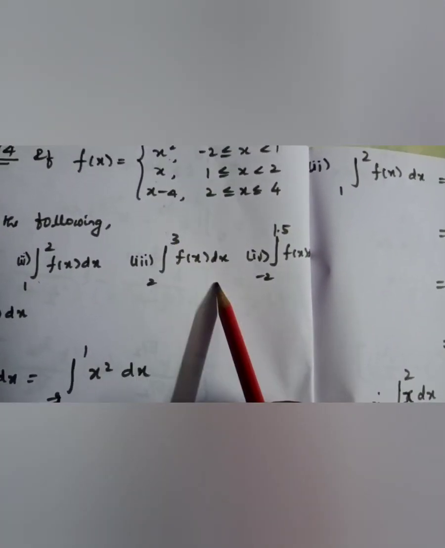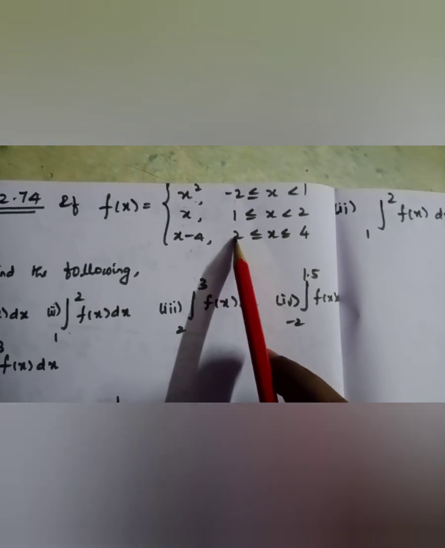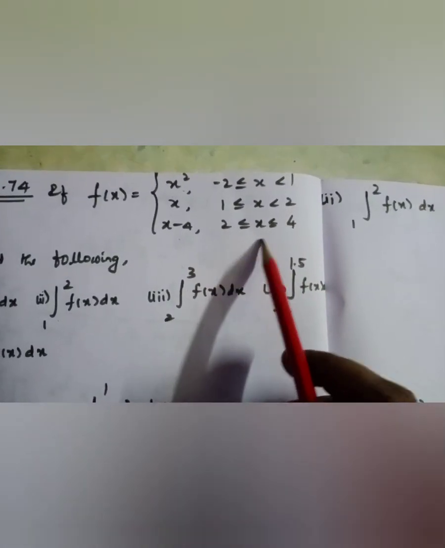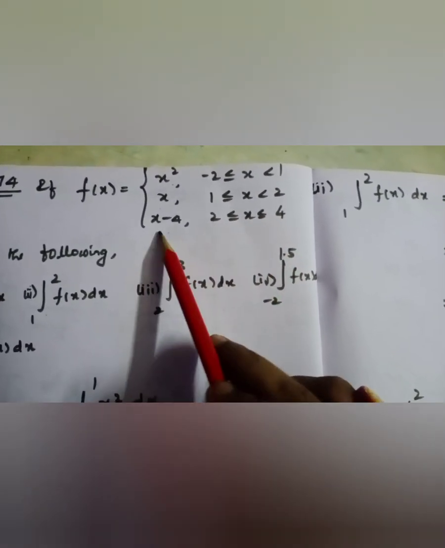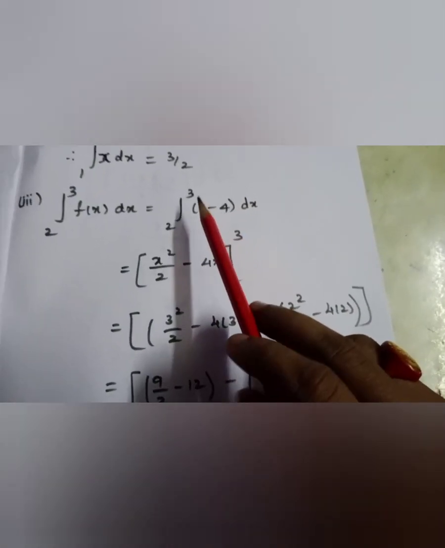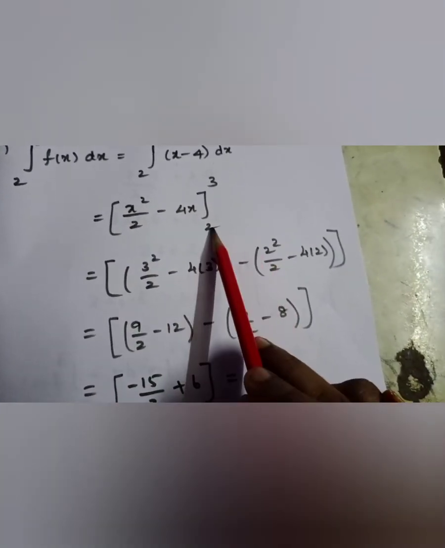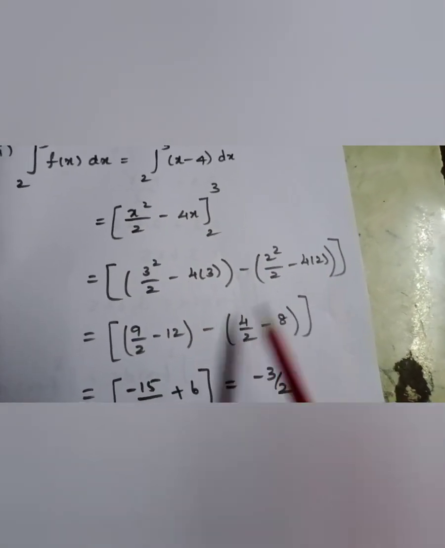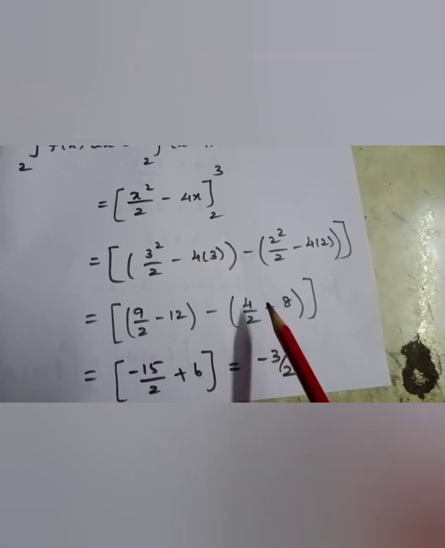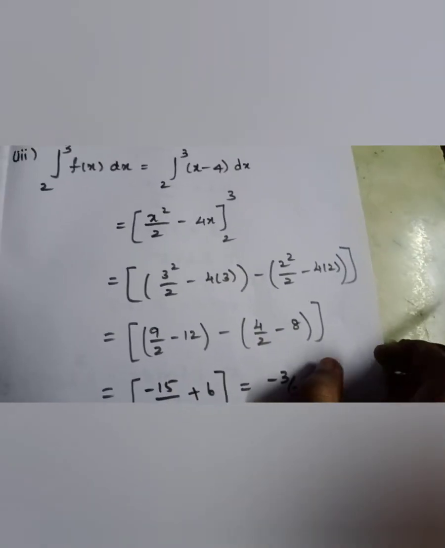2 to 3 f of x dx. So 2 to 3 means here we have 2 to 4. So 2 to 3 also lies over here only. That is x minus 4. When I integrate x, I will get x square by 2. When I integrate 4, I will get 4x. So now I apply my upper limit, that is 3 square by 2 minus 4 into 3. Lower limit 2 square by 2 minus 4 into 2, that is 9 by 2 minus 12, 4 by 2 minus 8. So simplifying, I will get the answer.